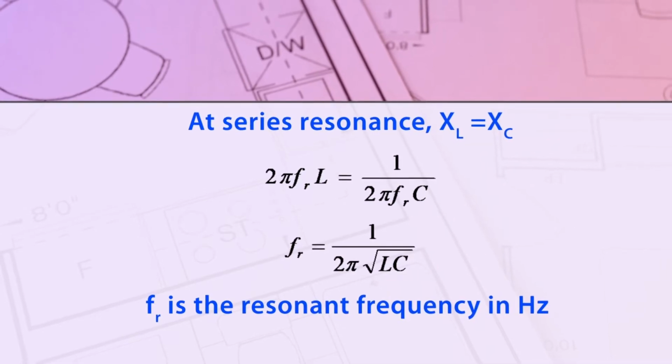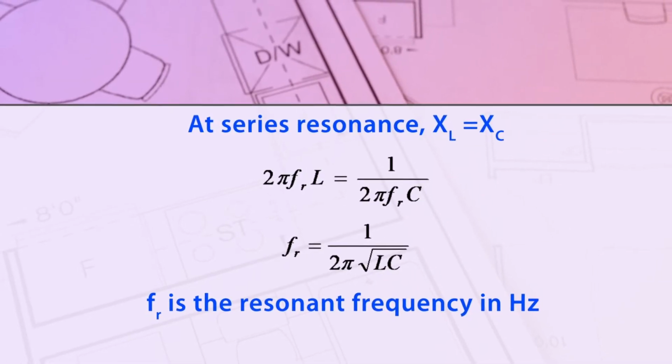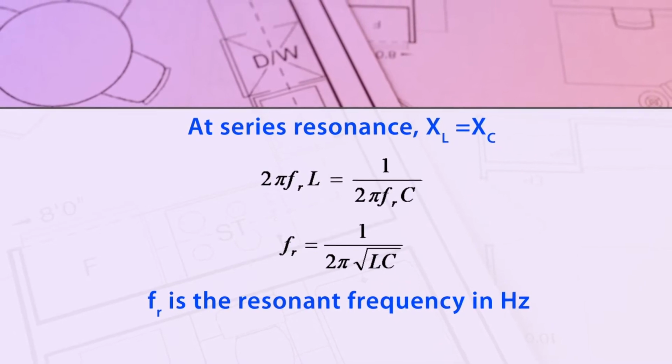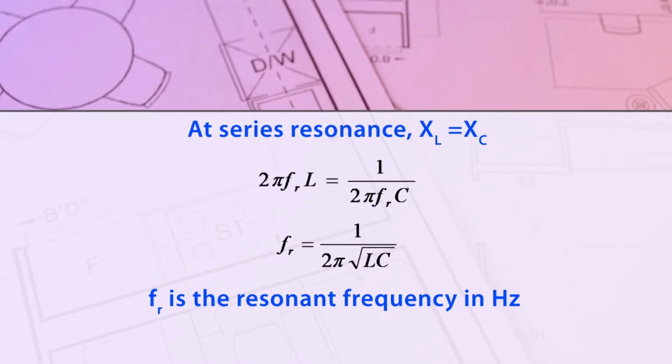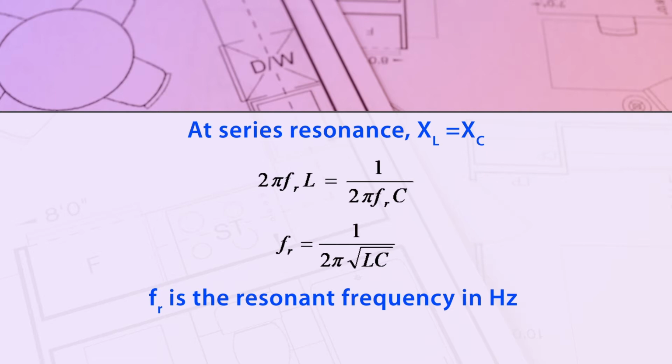After solving, you can write that FR is equal to 1 upon 2 pi under root LC, where FR is the resonant frequency in Hertz, and L and C are the inductance and capacitance. The unit of inductance is Henry and the unit of capacitance is Farad.